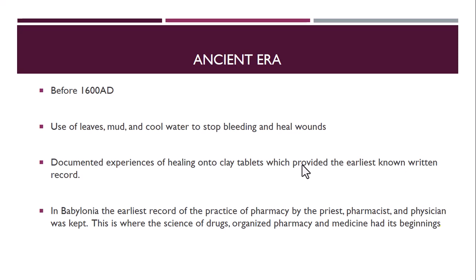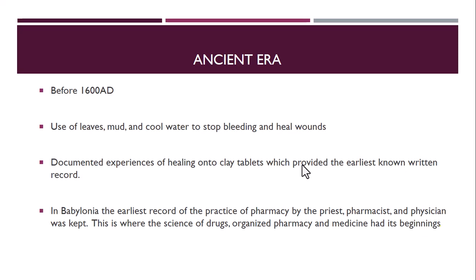So let's look at the ancient era. We see that before 16,400 AD, there was use of leaves, mud, and cold water to stop bleeding and heal wounds. They would use leaves from specific plants, and you find that when they used the leaves, mud, and cold water, they would stop bleeding.